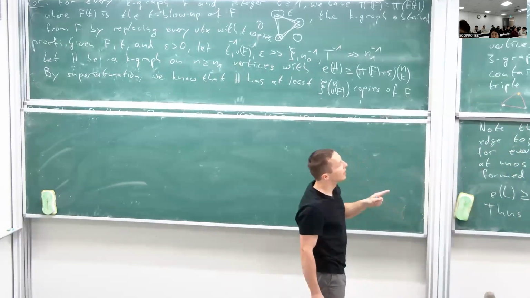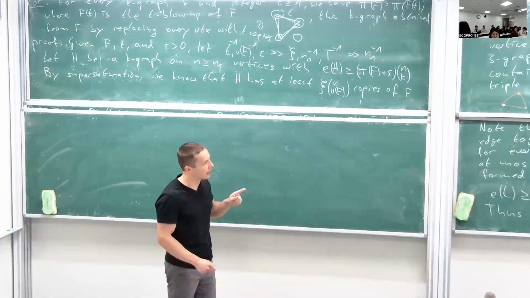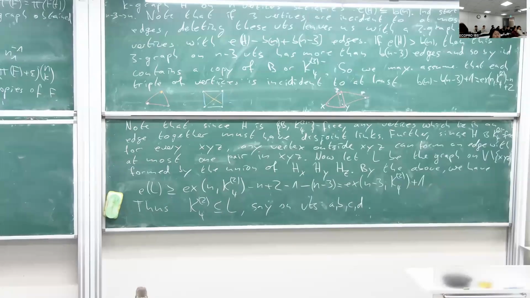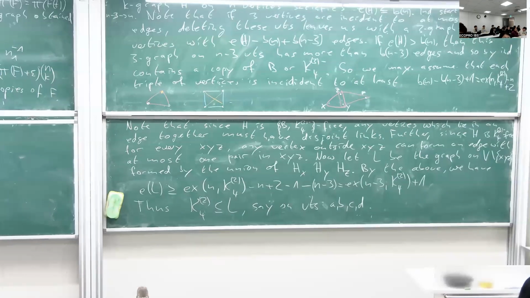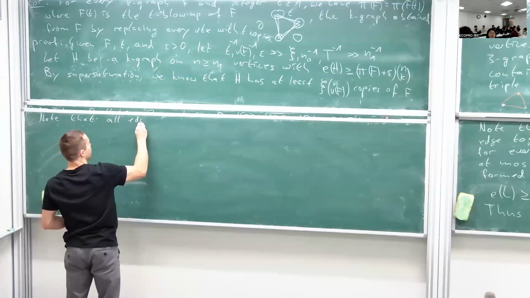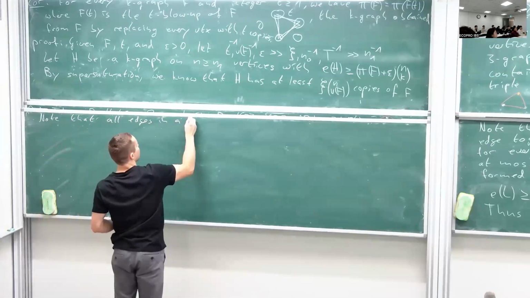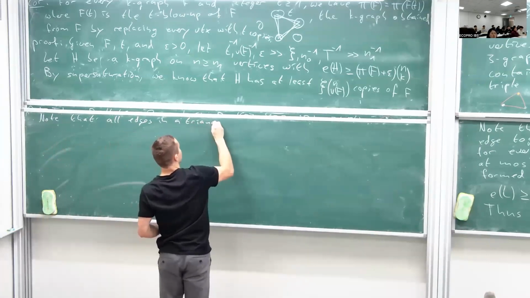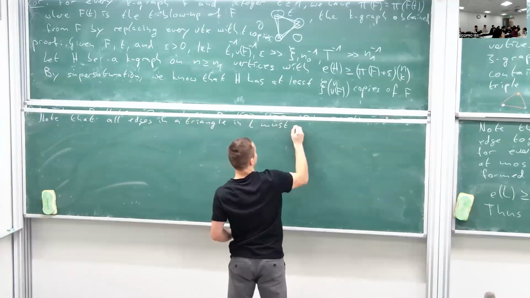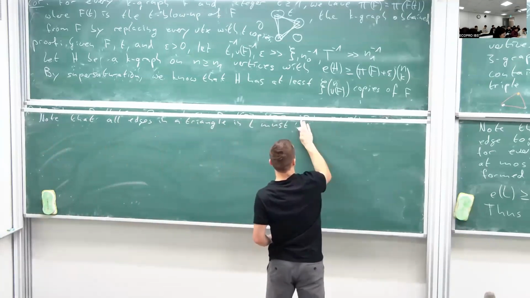For that, we will remark that we cannot have a triangle in this graph L such that two of the sides of the triangle come from the same link. So note that all edges in a triangle in L come from different things.